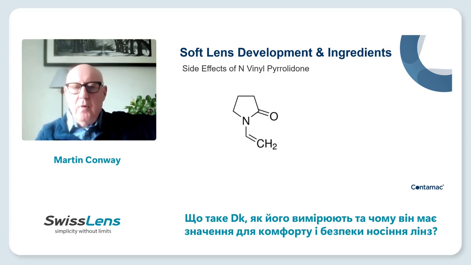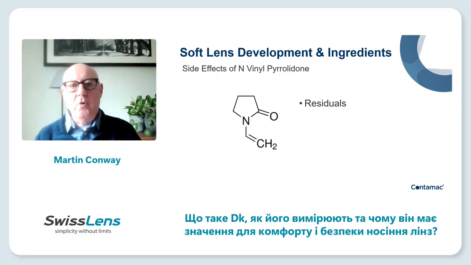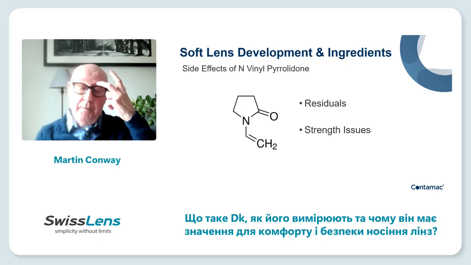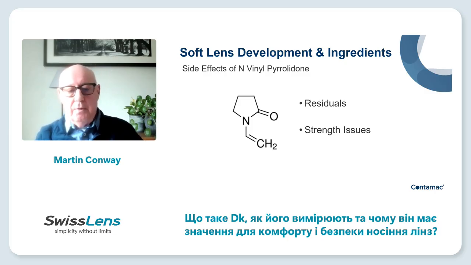N-vinyl pyrrolidone, NVP, is a highly hydrophilic monomer, which allowed the materials to swell up to 70% and beyond. The downside of N-vinyl pyrrolidone was that if there was any residual monomer left in the lens that hadn't fully polymerized into the matrix, it caused irritation and stinging to the patient. And also, it tended to make the lenses more prone to splitting. There were strength issues around its use.